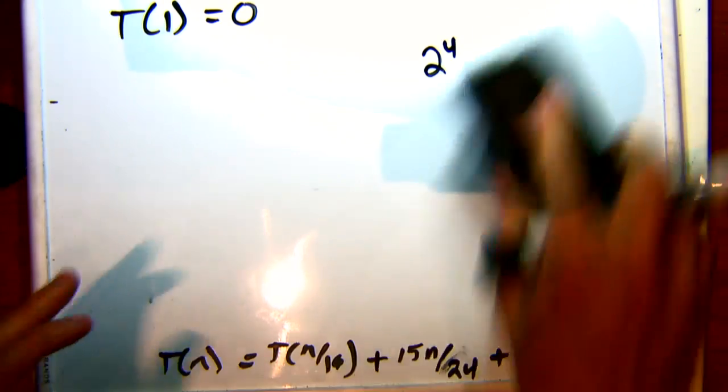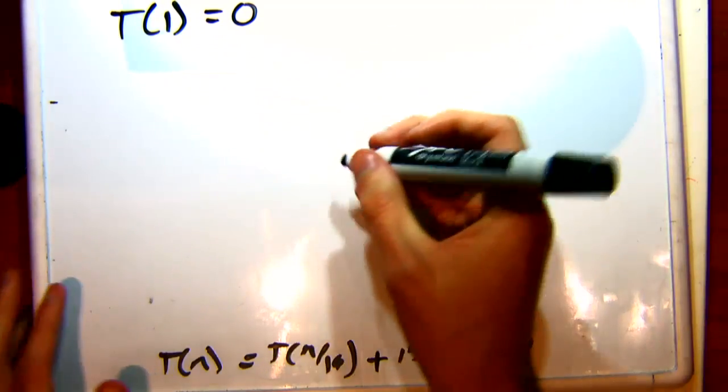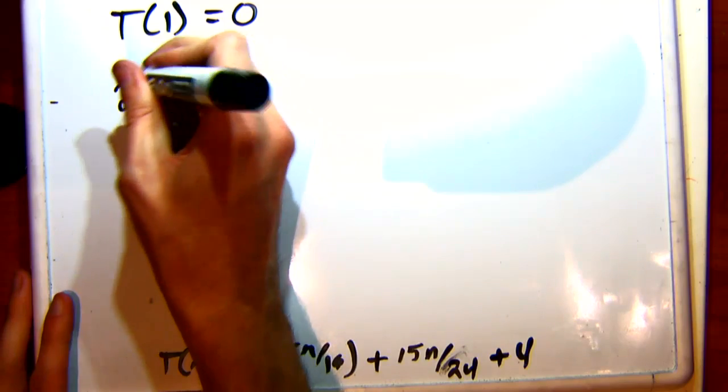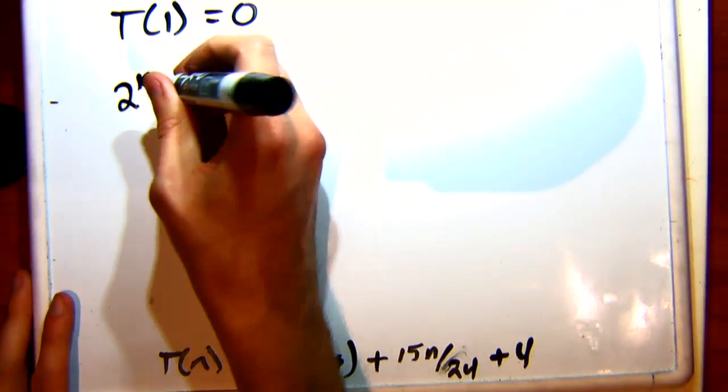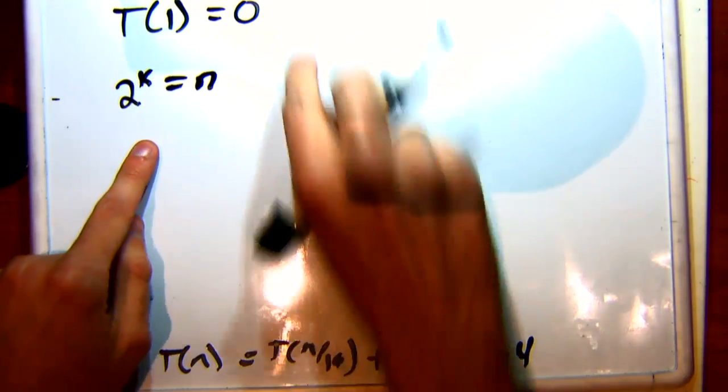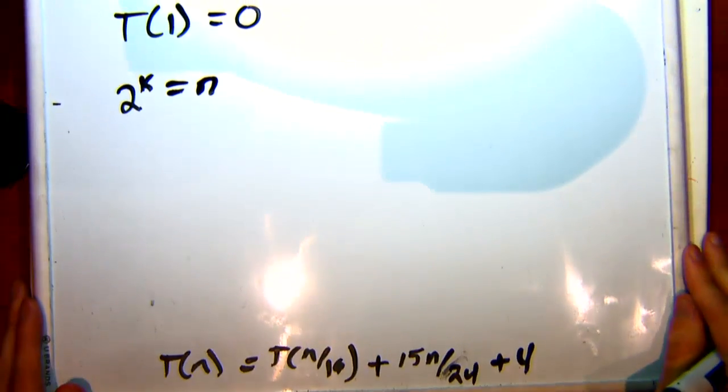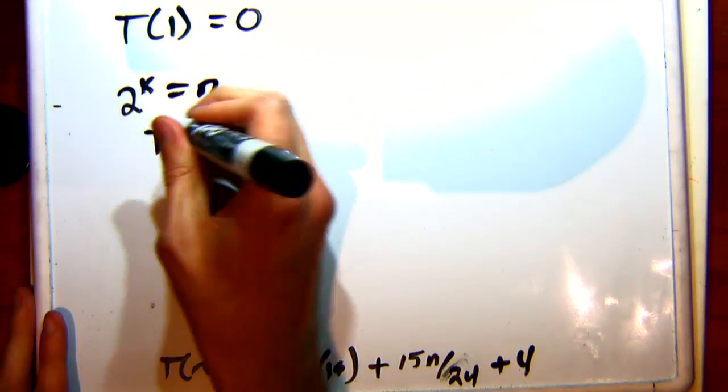So if we rewrite that in terms of k, where k is the number of steps, we want that to equal n so that we can get our base case. So we're going to rewrite this.